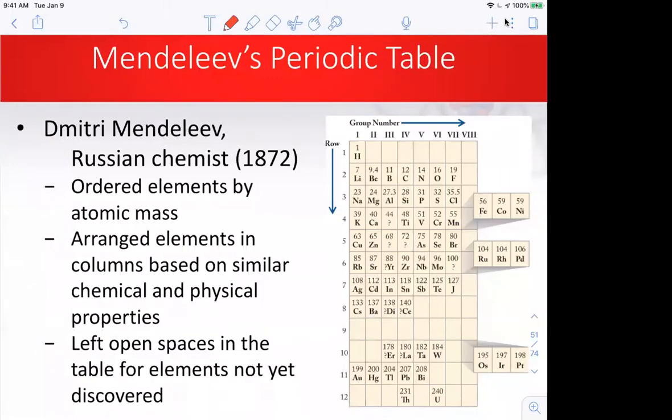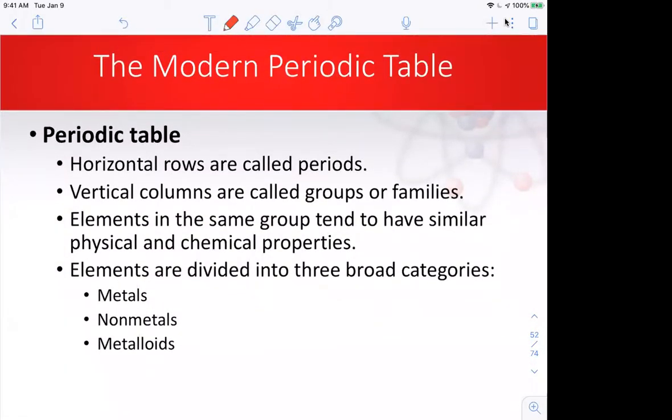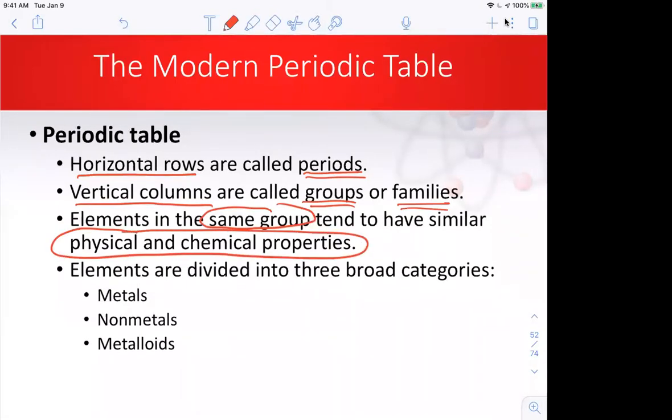And then he found that periodically, various properties tended to cycle through the different elements. This resulted in our modern periodic table, where horizontal rows are called periods, and vertical columns are called groups or families. Elements in the same group tend to have similar physical and chemical properties.